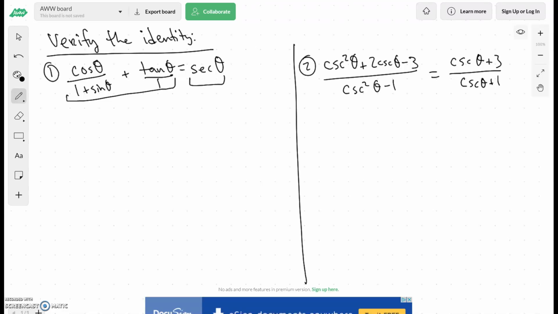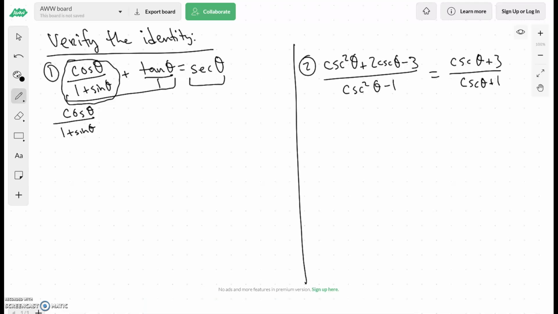Now, before I do something, I know that I can rewrite tangent as sine and cosine because I noticed that on this part, I have a cosine and a sine. It would be best to change this tangent into a sine or a cosine. So what I'm going to do, I'm going to write cosine of theta over 1 plus sine of theta plus, and I'm going to rewrite tangent as sine theta over cosine theta. Okay, so I'm working right now with my left-hand side. Okay, and hopefully I'm gonna do a little bit of arithmetic or math or whatever, and then I'm gonna get secant theta.